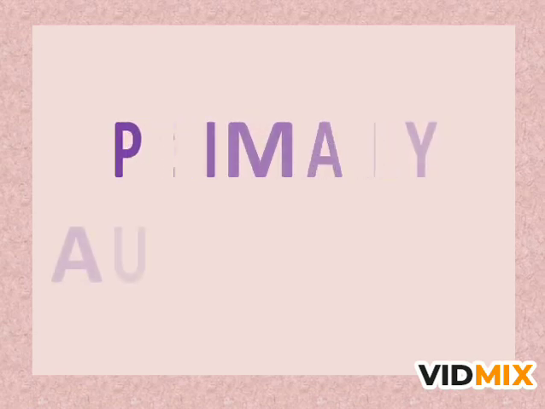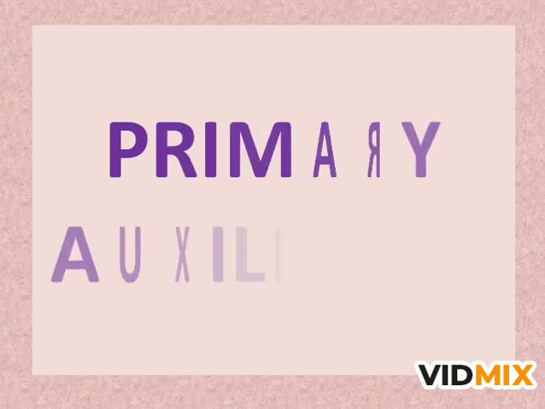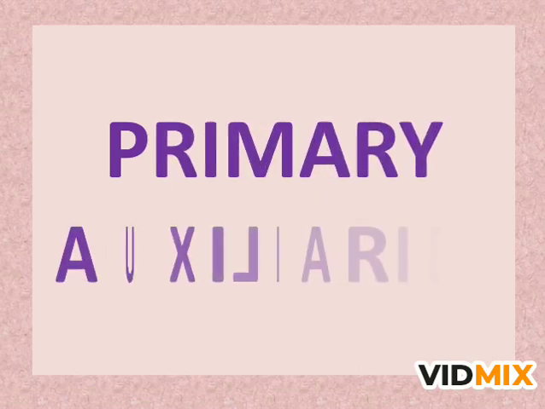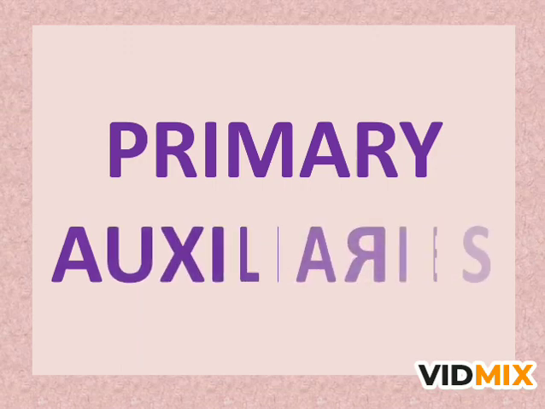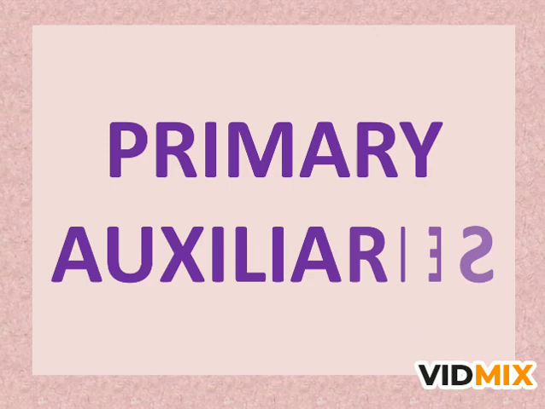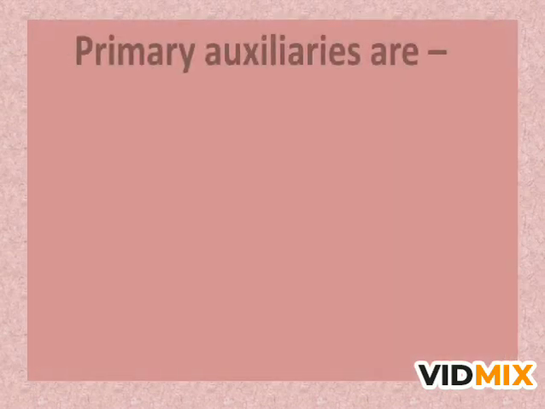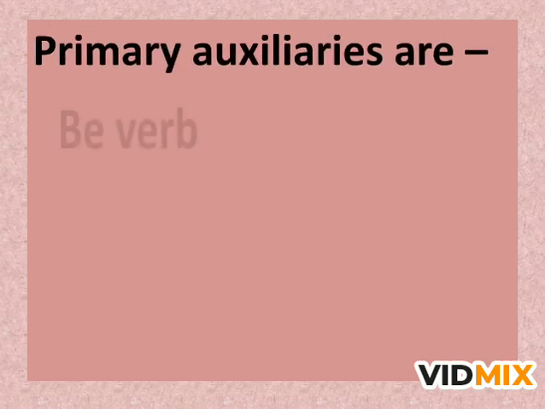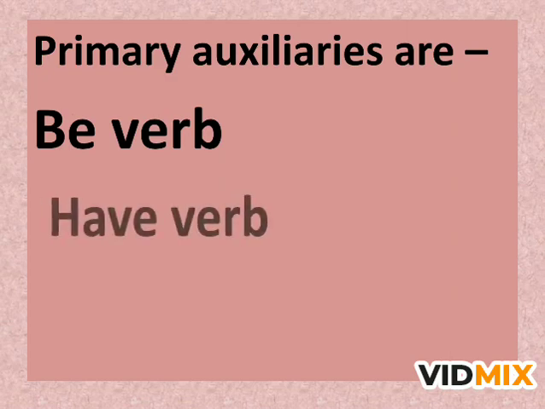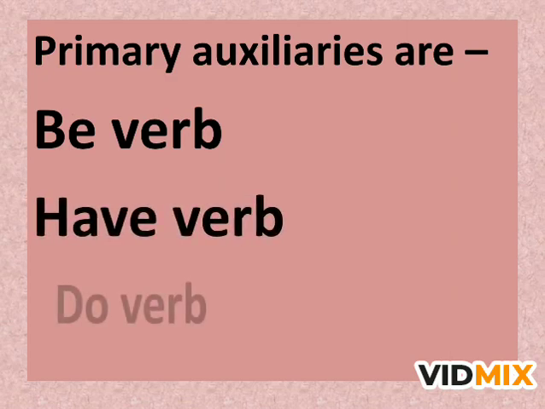Today our topic is primary auxiliaries. Primary auxiliaries are be, have, and do.